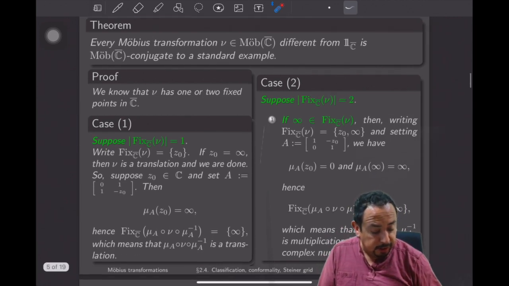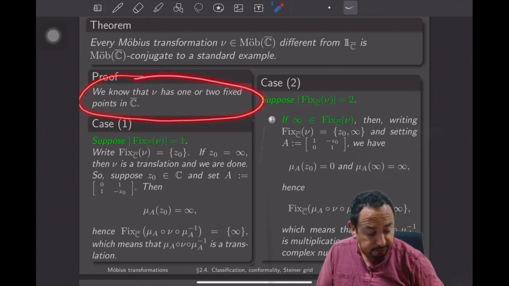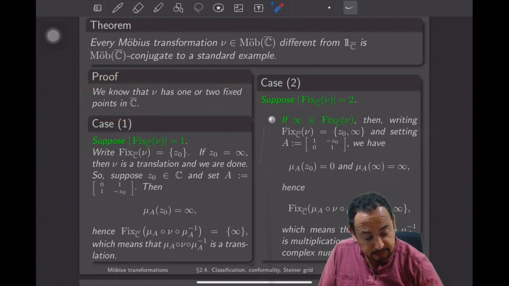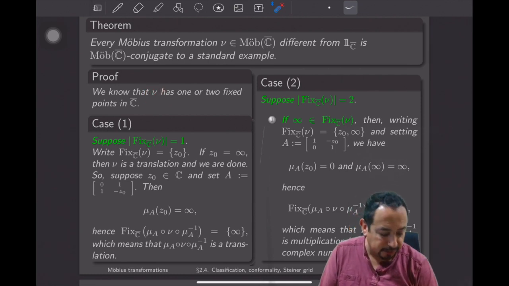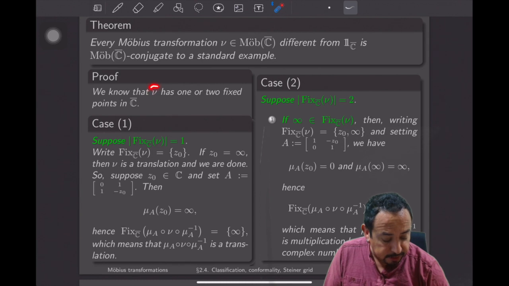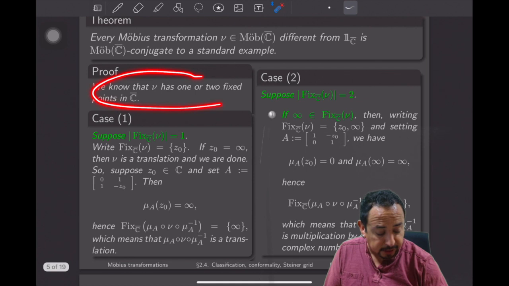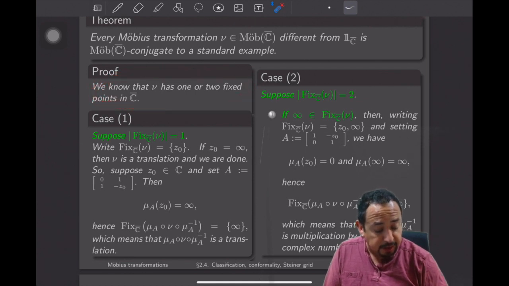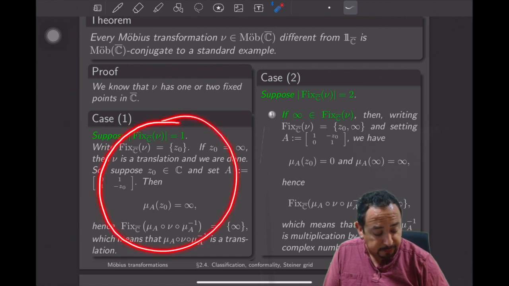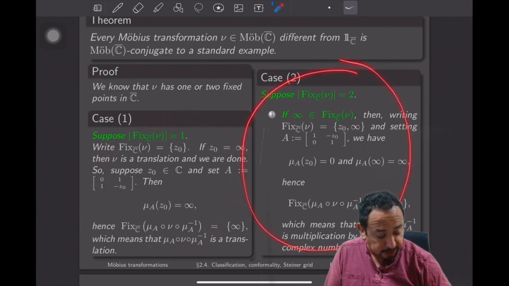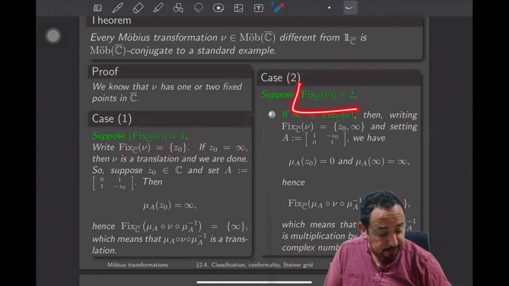And you see, we know that an arbitrary Möbius transformation has one or two fixed points. So here the starting point is nu, not tau, as I said a few moments ago. It's nu, and I know that nu has either one or two fixed points, so I split the analysis into the two possible cases: exactly one fixed point or exactly two fixed points.